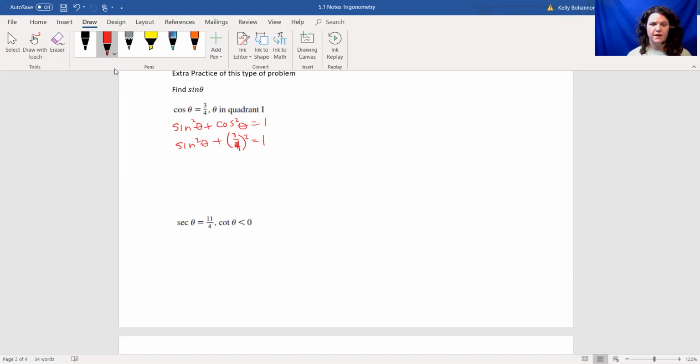That's a 4, not a 9. And that's going to be sine squared theta plus 9/16 equals 1. Subtract 9/16 from both sides. So I get sine squared theta equals 16/16 minus 9/16. So sine squared theta equals 7/16. Take the square root. And that gives me sine of theta equals square root 7/4. We're in quadrant 1, and everything's positive in quadrant 1. So that's your final answer.